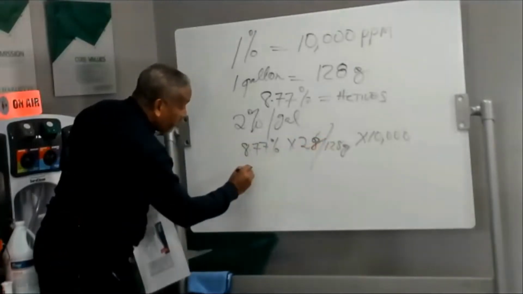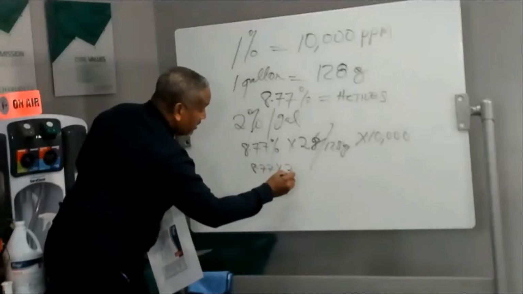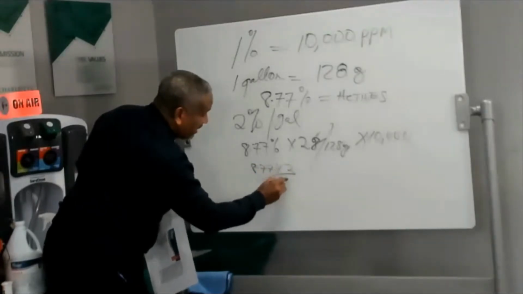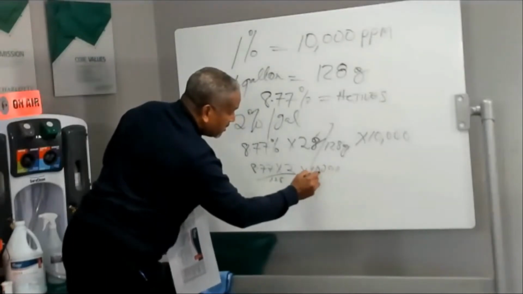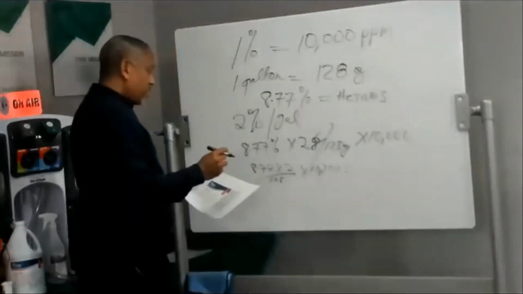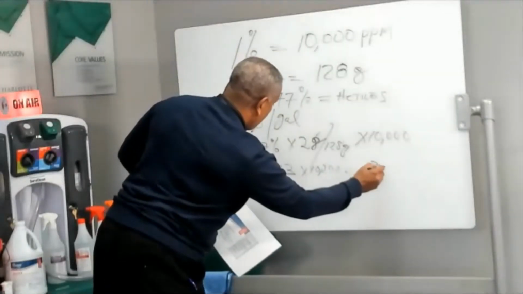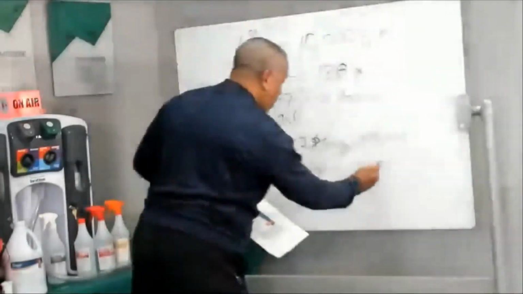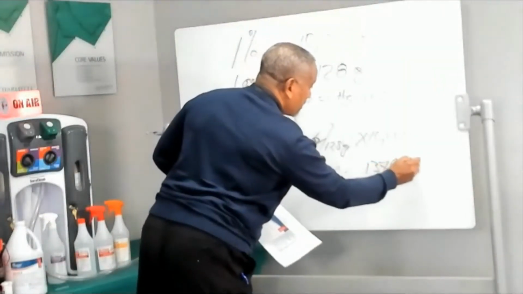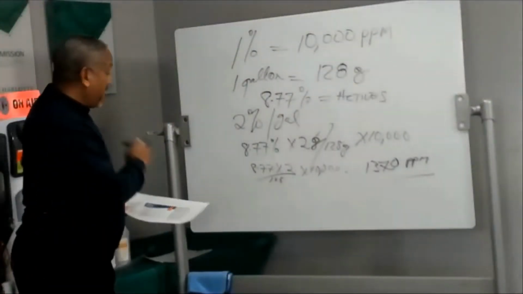So just to do the quick math: 8.77 times 2 over 128 times 10,000. That's equal to somewhere in the neighborhood of 1370 PPMs. So that's what I'm looking for when I do my dilution. And to confirm that, what we'll have to do is look at our quat concentration identification tags.